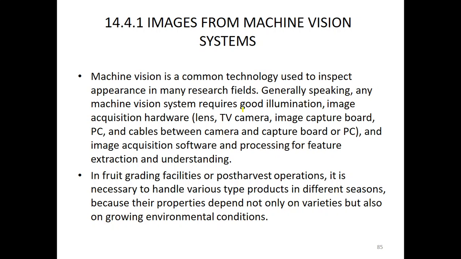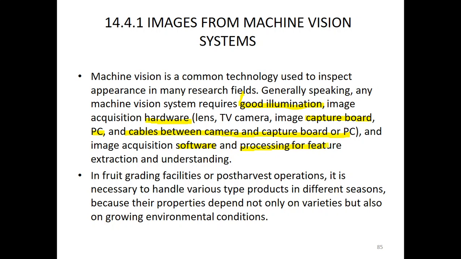for an image system, basically, the first thing is illumination. You need a light source. Okay, so that's the first thing. Second one is your acquisition hardware, such as your camera, your lens, and your capture board, which is for analog to digital transform, right? And the PC, your personal computer, and cable between the camera and the capture board or PC. So that all belongs to the hardware part. And the third one is the software part. So you need acquisition software.